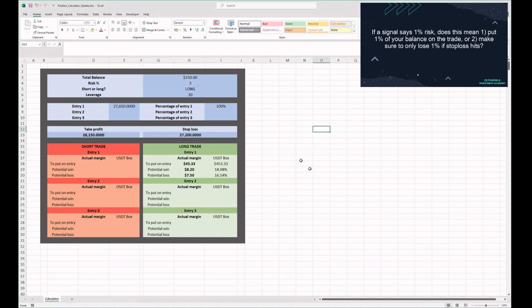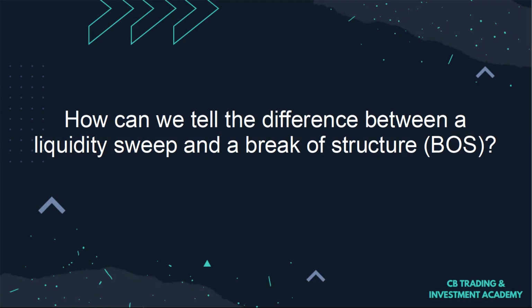As you can see here, it then calculates your potential loss, and the potential loss is $7.50, and on $250, $7.50 is that 3% risk you're taking. So you have to put on as margin $45, because it's a 10-time leverage. The amount of the trade is $450. The potential win is $8.20, and the potential loss is $7.50.